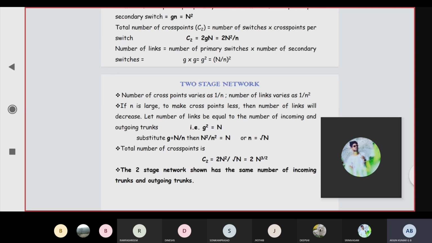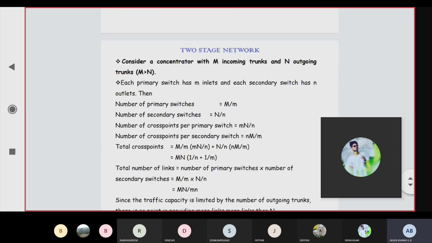Then what is the cross point? We know the equation of cross point is 2 into N square by small n. You substitute small n is equal to square root of N, and we get 2 N to the power of 3 by 2. This is a two-stage network with the same number of incoming and outgoing trunks.